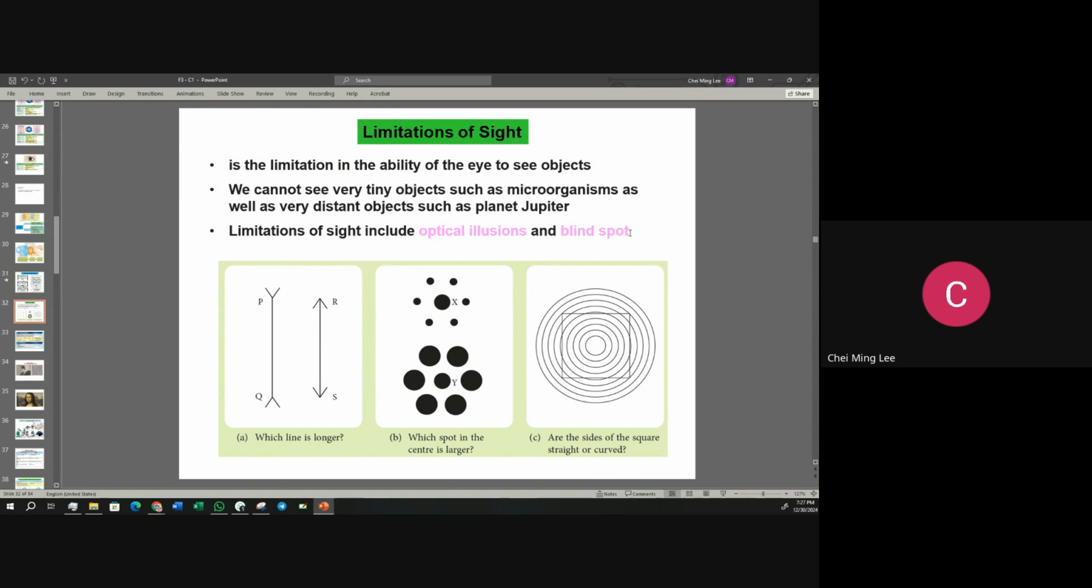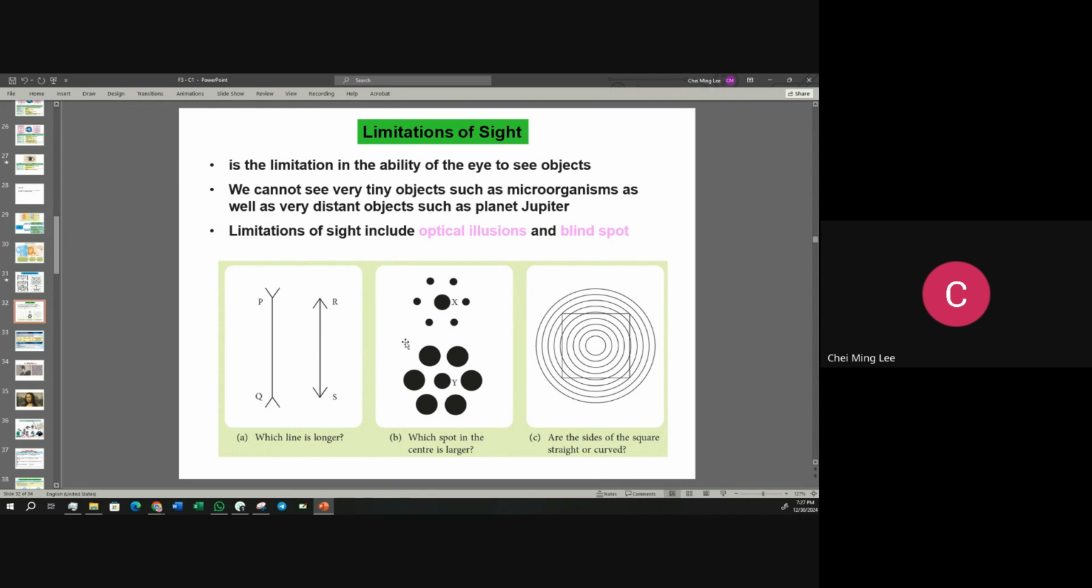Okay. So optical illusion is like this one. For this one, P to Q, R to S, which one is longer? Actually, it's the same. This is the optical illusion. Why did we think this one is longer? Because of the parts going outside, so in vision it appears a bit bigger. This is actually a trick. Optical illusion is a trick that cheats your eyes, your retina, making you think that it's longer.